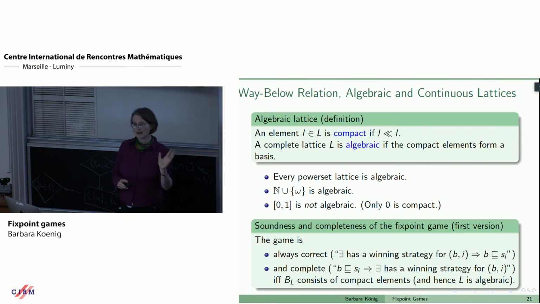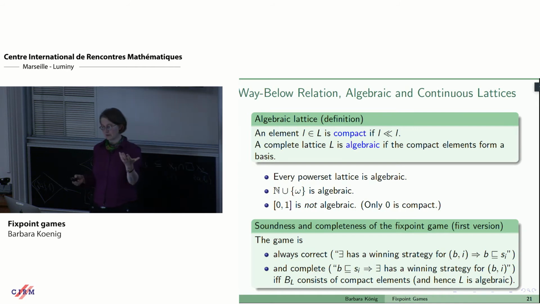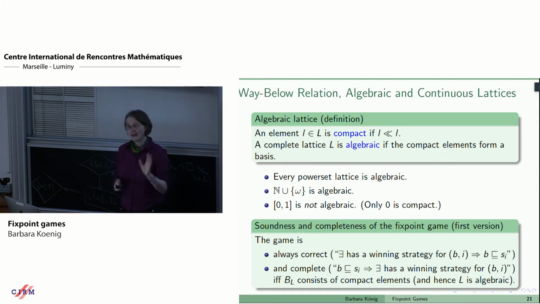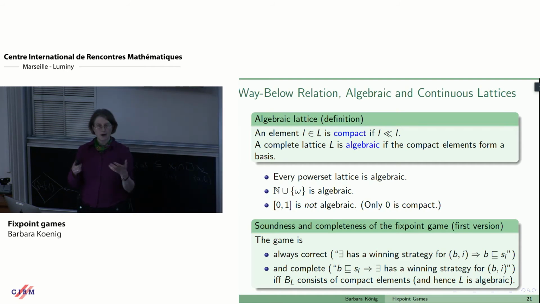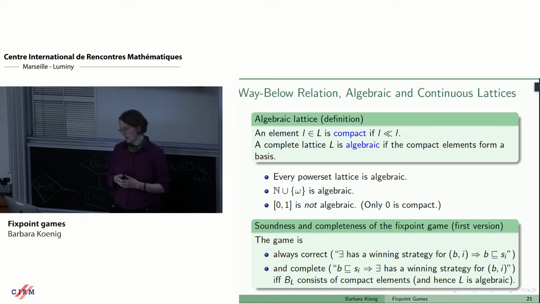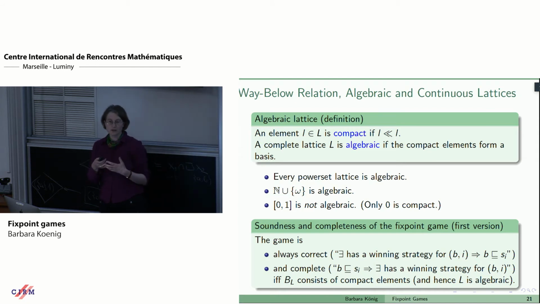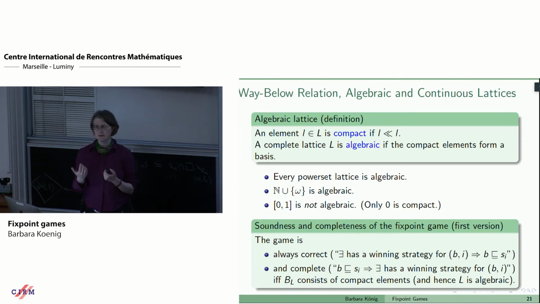Okay, now we come to the first result for the first version of the fixpoint game. Actually, this game is always correct in the sense that if Eve has a winning strategy, then we're below the solution. But it's complete, so the other implication holds, if and only if the basis consists of compact elements. And if we have a basis of compact elements, the lattice must be algebraic. And otherwise, if this is not the case, we can construct a function and a game so that actually the completeness does not hold.